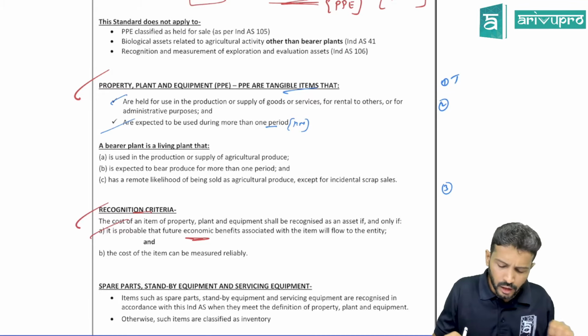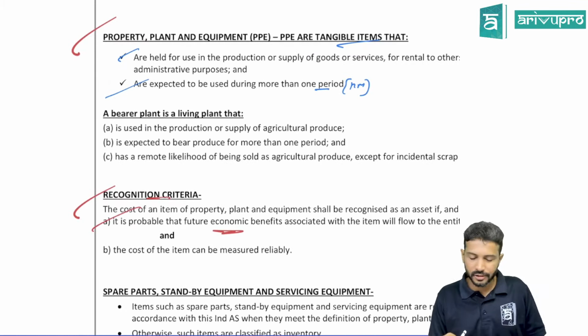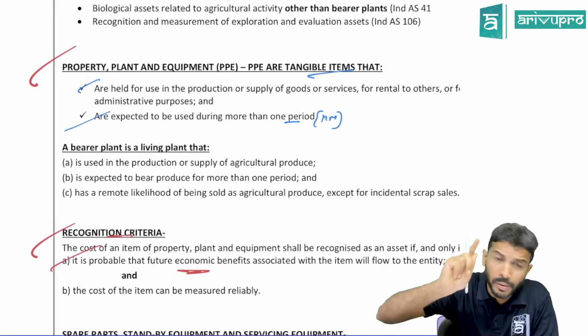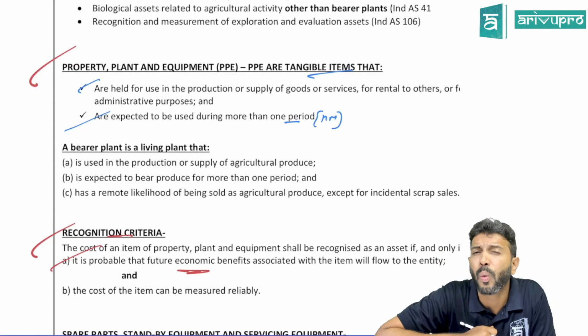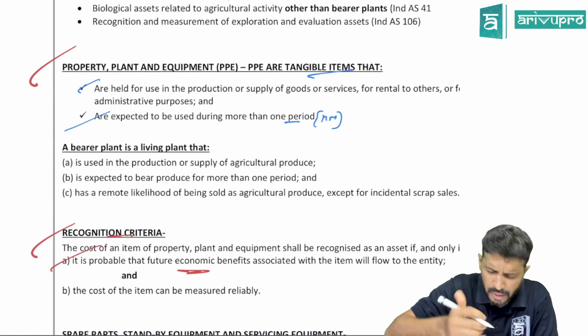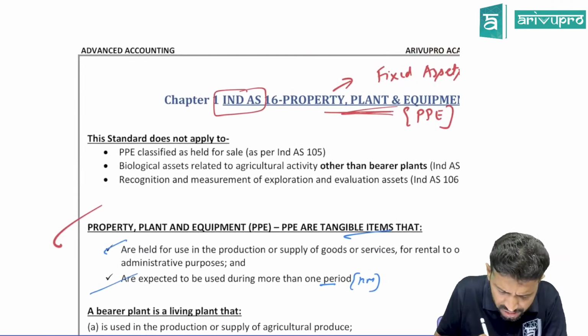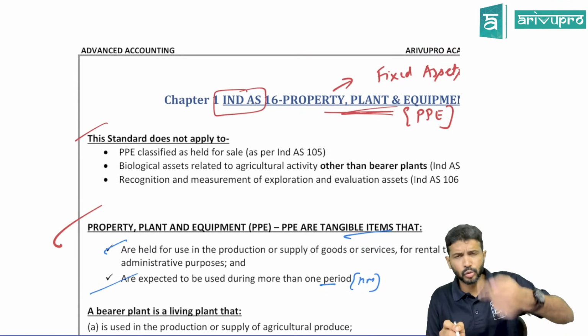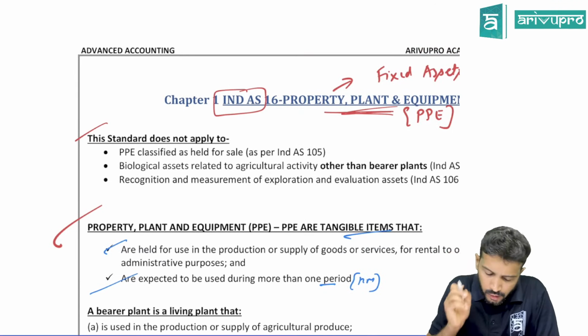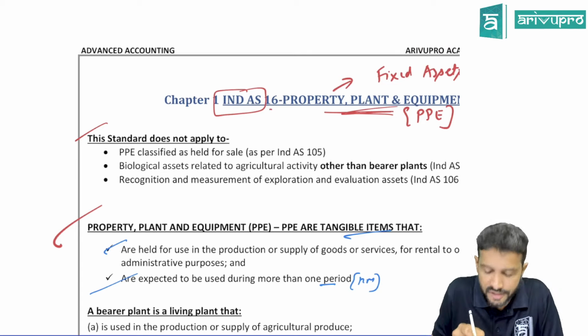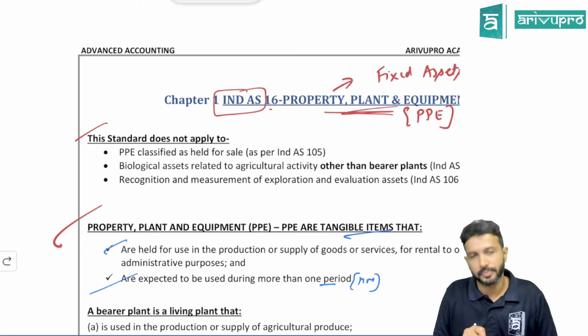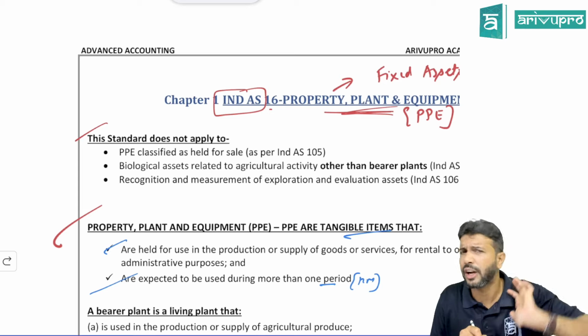Now, just now we said human beings are not property, plant and equipment. What about plants? Or maybe before that, I'll just go for a small exception. These two are connected. So this particular standard, IND AS 16, does not apply to a few things. For a few things, it will not be applicable.